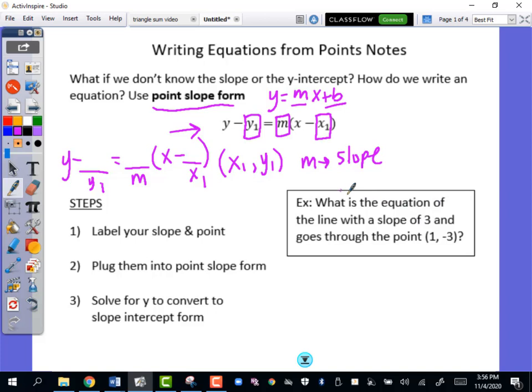So here's the first question. What is the equation of the line with a slope of 3 that goes through the point 1 comma negative 3? The first thing we're going to do is label our slope and our point. We label our slope with m and our point with x1 comma y1. In my question, my slope is 3, so I'm going to put an m on that, and it goes through this point, so we label x1 and y1.